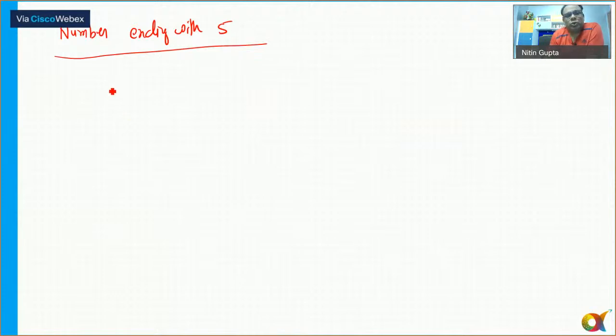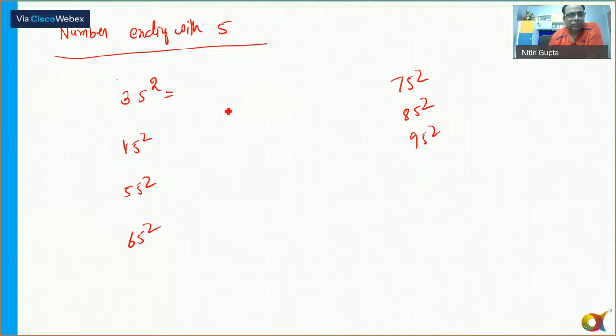Like 25 square, we all know that. Or 35 square. I need to find out the square of 35. Or maybe I need to find out the square of 45, 55, 65, 75, 85, 95, and so on. The last 2 digits will always be 25 in all the cases. You can write down that the last 2 digits will definitely be 25.